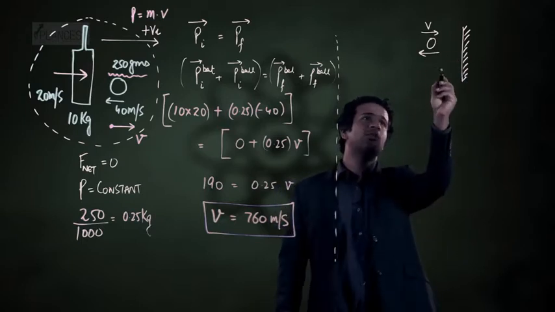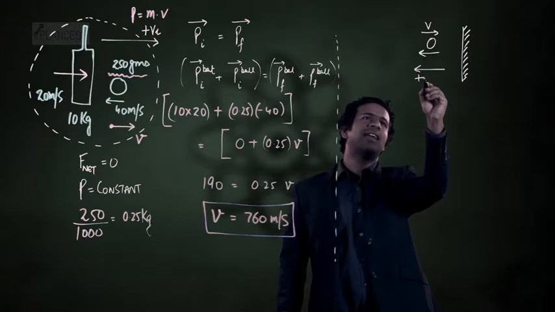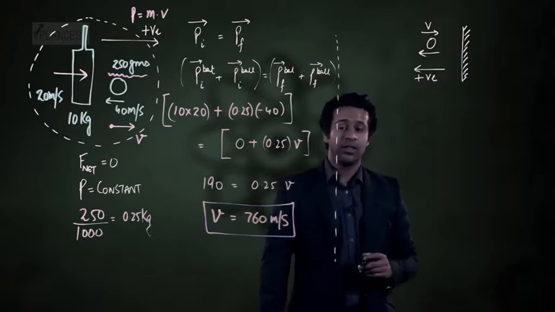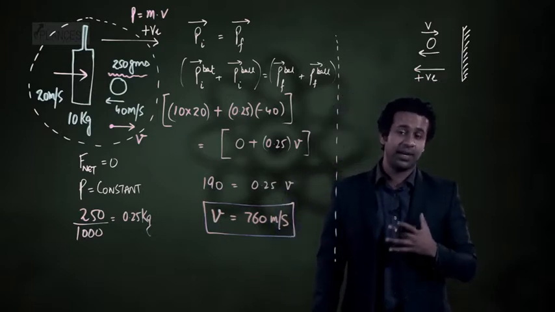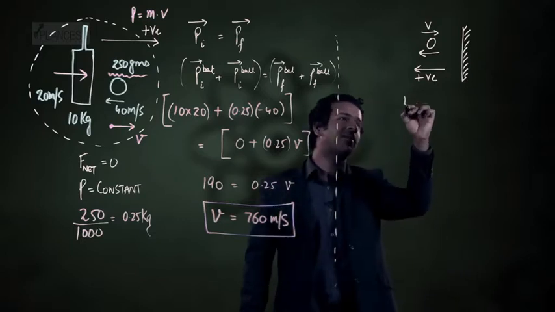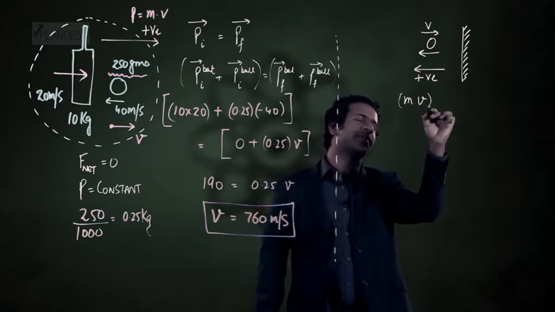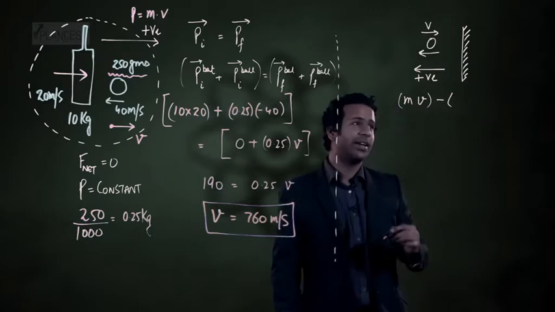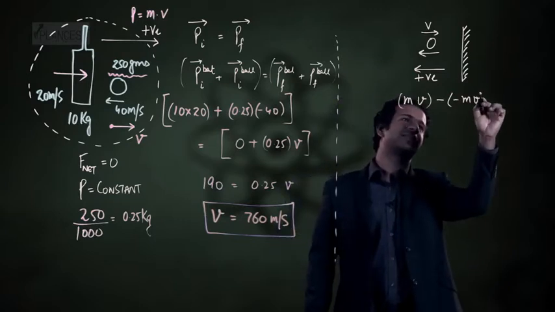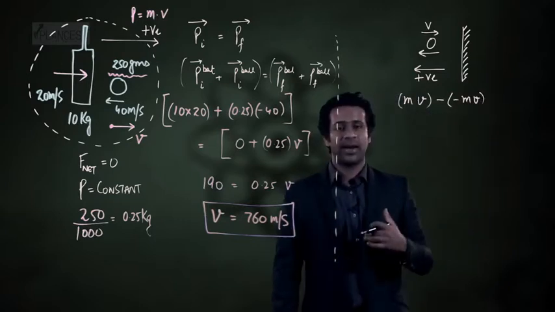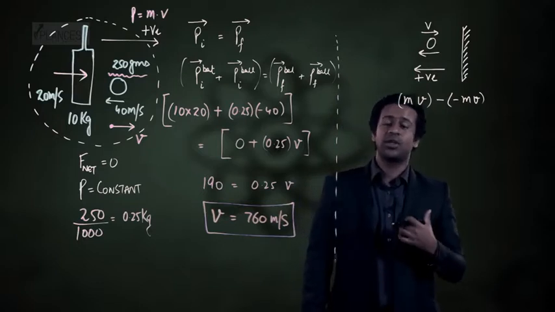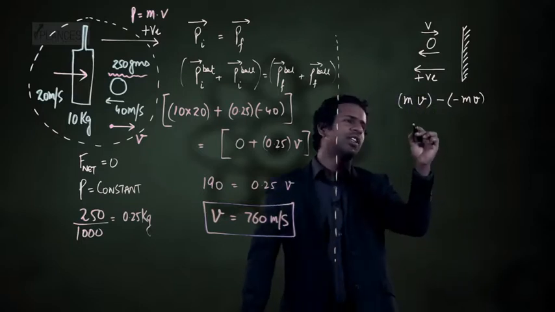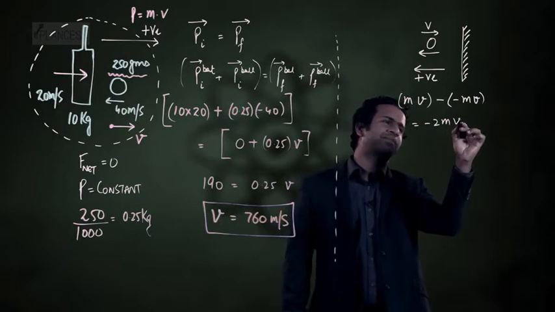So if you assume the final direction to be the one which is positive, the momentum has not remained the same, but it has actually changed. The final momentum is mv minus the initial momentum, which is minus mv, because the initial vector pointed in the direction opposite to the one which is positive. So the change is minus 2 mv.